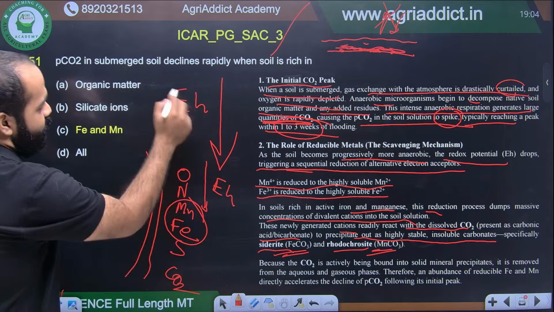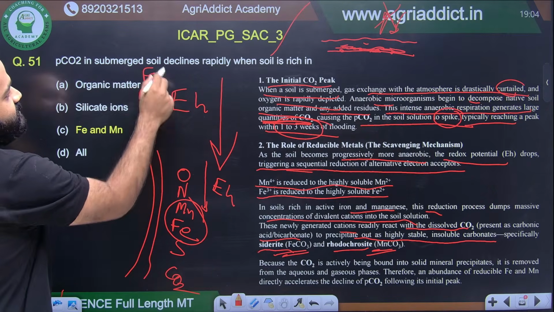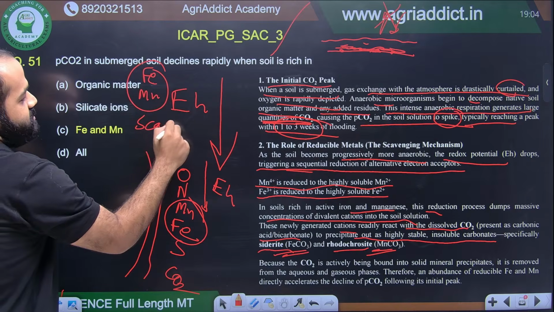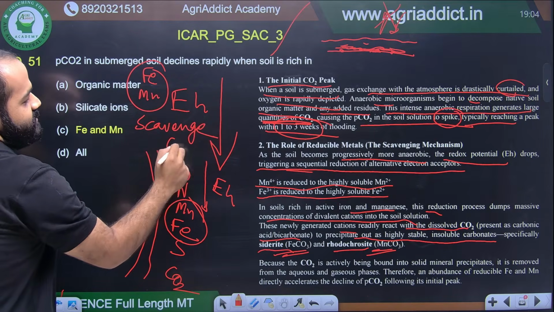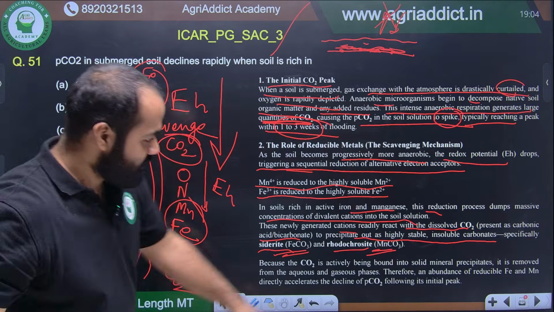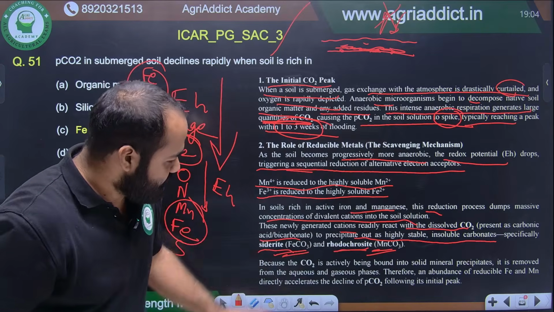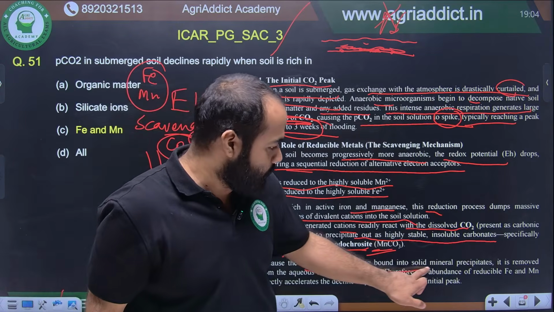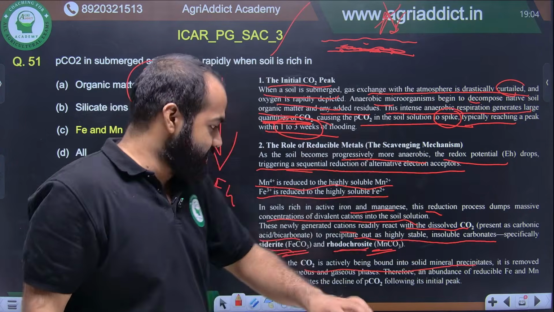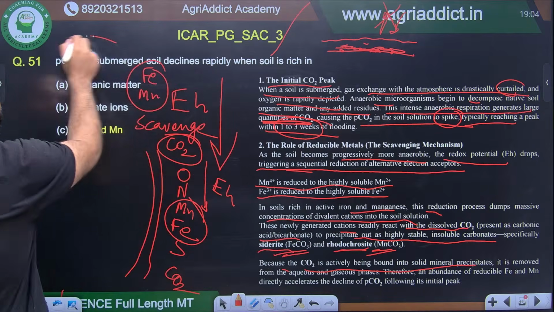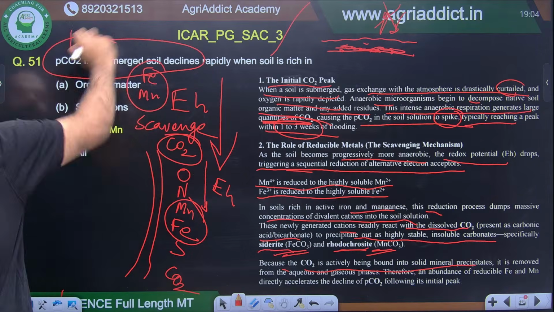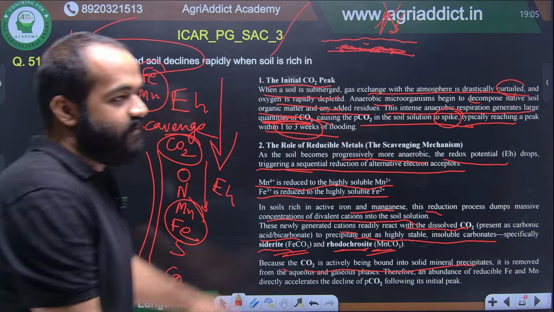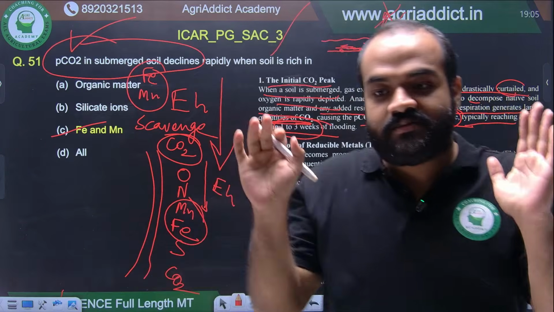So this Fe and Mn, they will start scavenging the CO2 and form siderite and rhodochrosite. This CO2 is actively absorbed and getting precipitated. That is why this PCO2 in submerged soil declines. That's why ज़्यादा Fe and Mn अगर है, तो it will reduce.